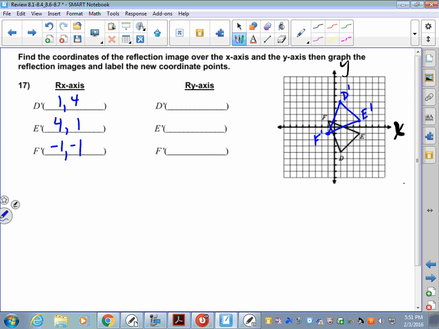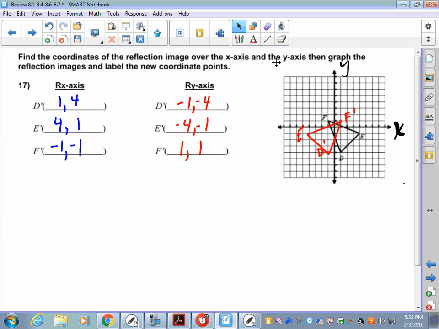Now over the y-axis, we can do the same thing. We can just count from the y. If I go over the y-axis, I'm going to go ahead and just erase this so you can see the two different ones. F is 1 unit to the left, so now I'm going to go 1 unit to the right for f prime. And then d is 1 unit to the right, so I'm going to go 1 unit to the left for d prime. E is 1, 2, 3, 4 units to the right, so now I'm going to go 4 to the left for e prime. And now I'm going to connect those, and now I have my reflection over the y-axis. You should have had negative 1, negative 4, negative 4, negative 1, 1, comma 1. Okay? So just check that.